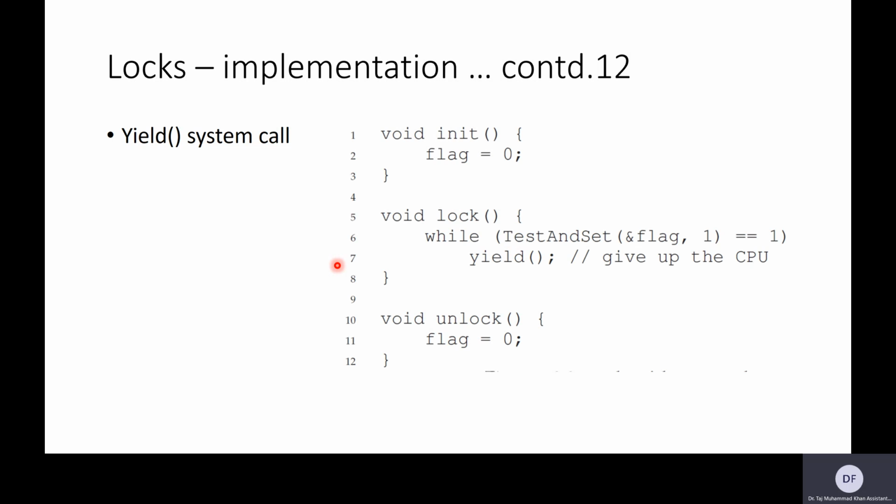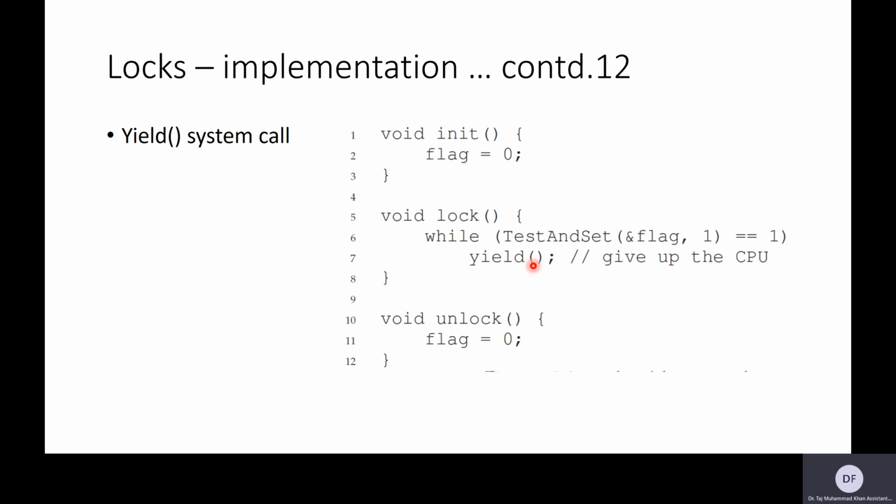One implementation would be that when a thread sees in a lock that the lock is busy, instead of waiting or spinning in this loop, it can yield the CPU. Yield, if you remember in those CPU scheduling, we studied that there are cooperative approaches to release or share the CPU between processes, in this case threads.